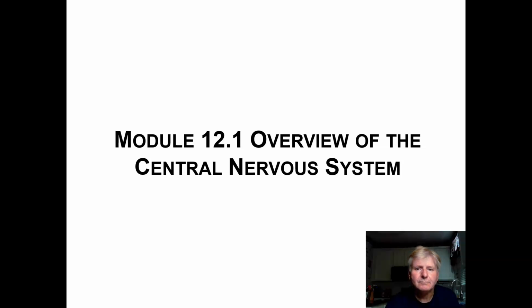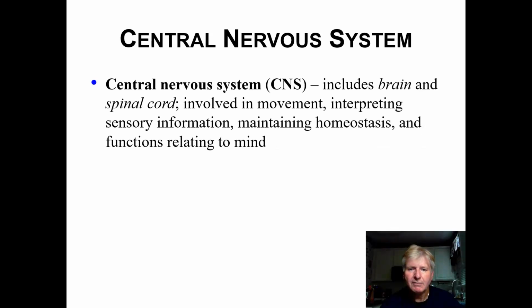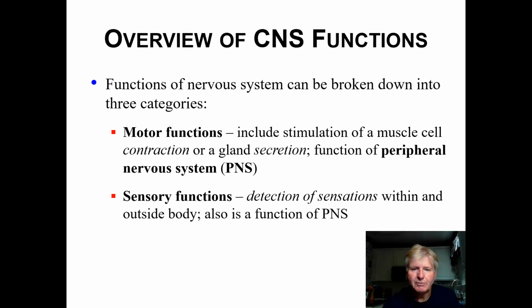Okay. The central nervous system includes the brain and the spinal cord. It's involved in basically movement, interpreting sensory information, as well as maintaining homeostasis and functions that are related to the mind. So these are some of the general functions of the central nervous system. Brain and spinal cord is what we refer to as the central nervous system. So you can basically categorize three functions in the central nervous system.